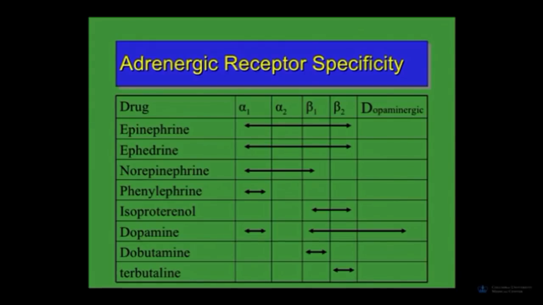Of these adrenergic drugs, they have different specificity for the different adrenergic receptors. Epinephrine acts on alpha 1, alpha 2, beta 1, and beta 2. Ephedrine acts on the same receptors as epinephrine. Norepinephrine acts predominantly on alpha 1, alpha 2, and beta 1. Phenylephrine has a predominantly alpha 1 effect. Isoproterenol has a mostly beta effect, beta 1 and beta 2. Dopamine acts on alpha 1, the beta receptors, and the dopaminergic receptors. Dobutamine has primarily a beta 1 effect, and terbutaline has primarily a beta 2 effect.